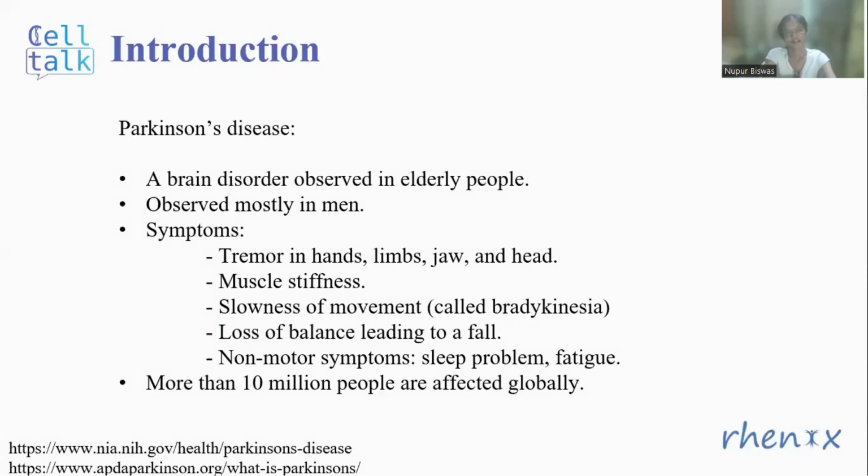The article is concerned with Parkinson disease. It is a brain disorder observed mostly among elderly people, and more importantly, mostly in men. The symptoms include tremor in different body parts like hands, limbs, and jaw. Muscle stiffness and slowness of movement are also observed. The slowness of movement is often called bradykinesia.